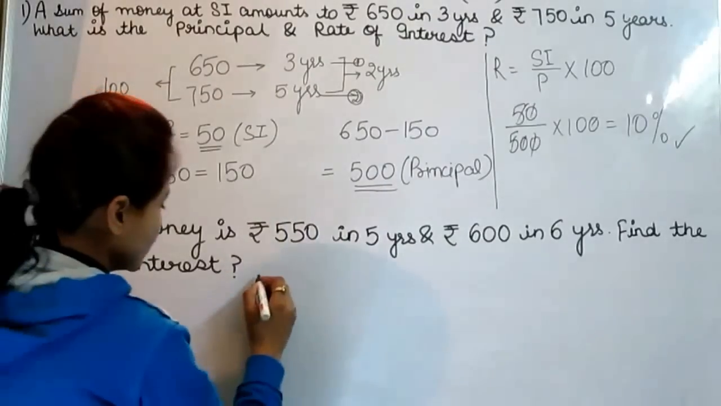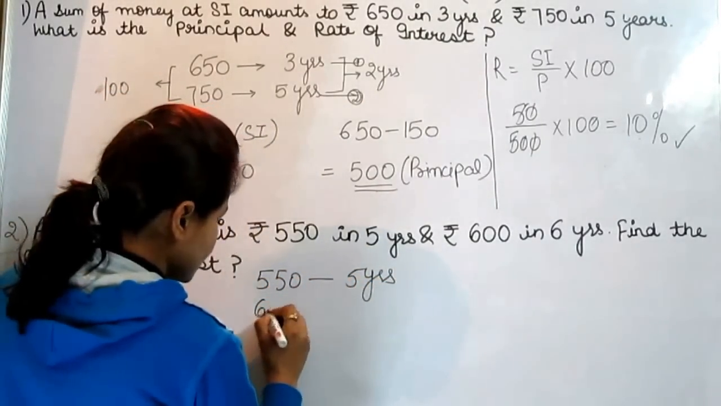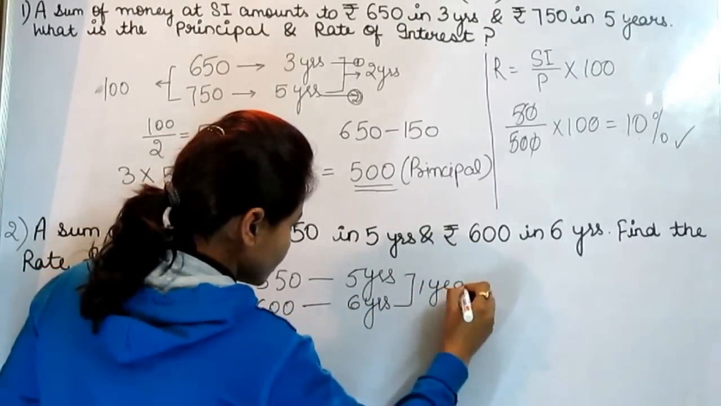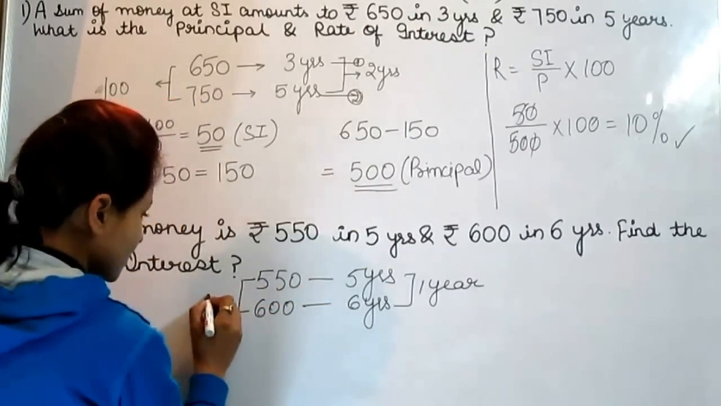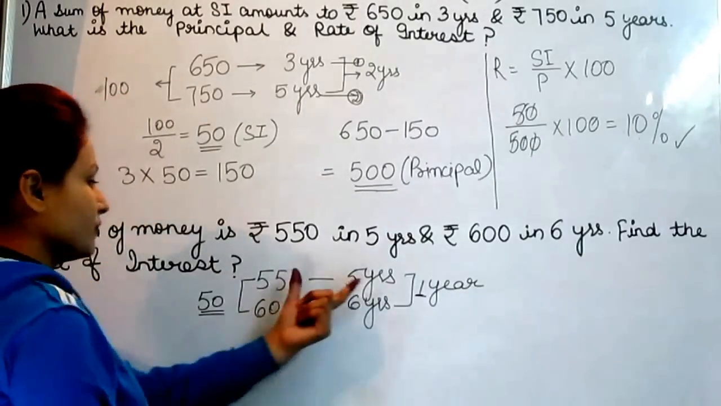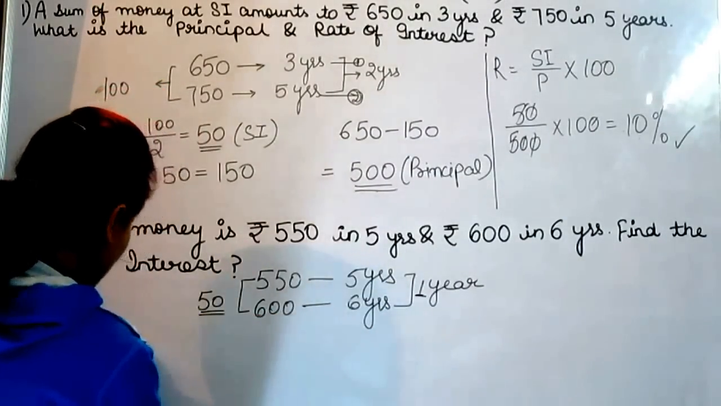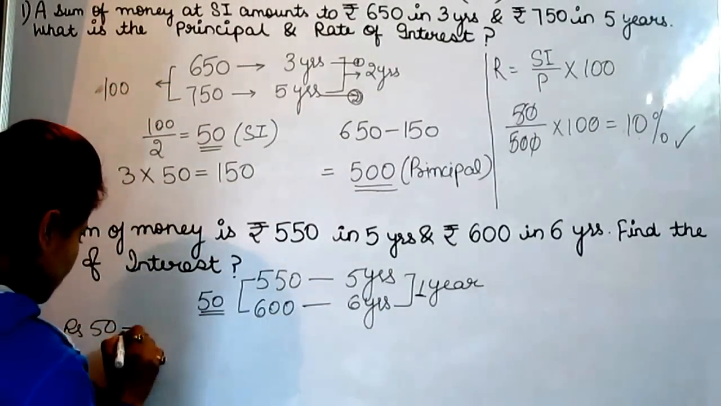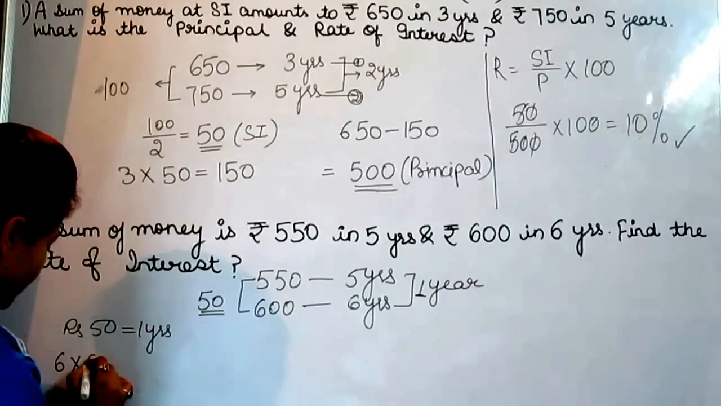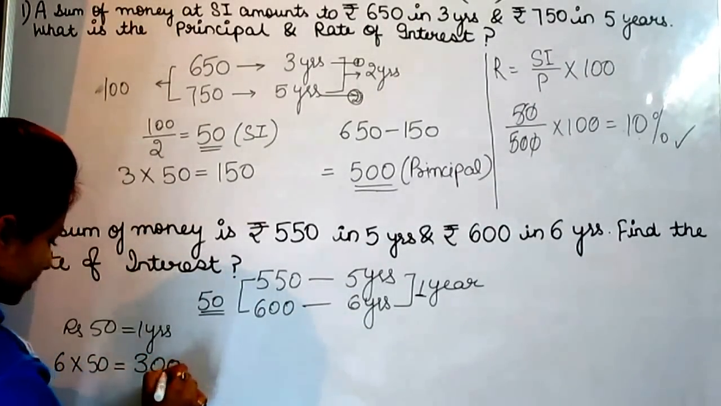So this is the same question, 550 in 5 years, 600 in 6 years. The gap between the time is 1 year and the gap between the amount is rupees 50. Rupees 50 is for 1 year. So take the first statement, either second statement. Let's take the second statement today. So rupees 50 is for 1 year. So for 6 years it would be 300, right?